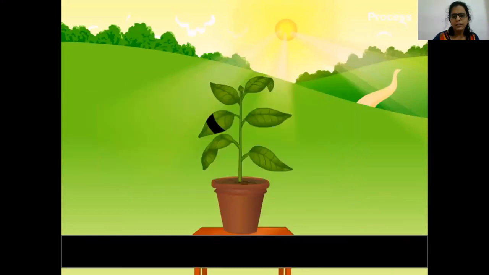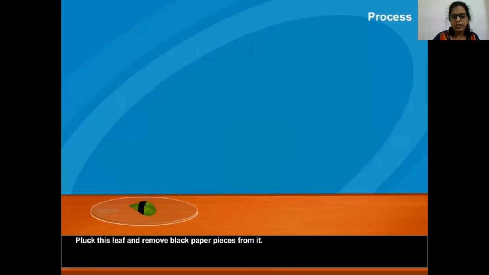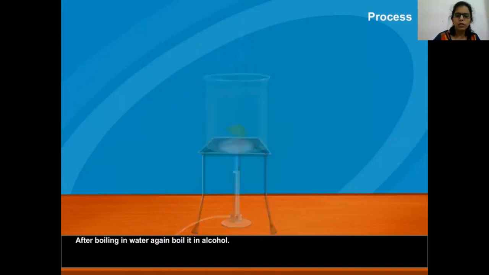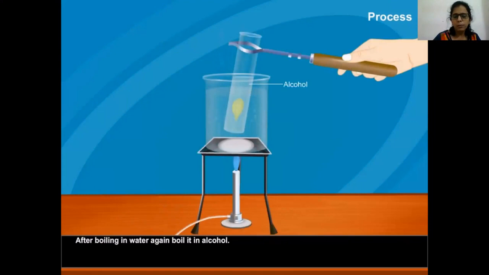Now, after several hours, you can pluck this experimental leaf from the plant and test it for the presence of starch. First, you have to boil the leaf in water. This is the first step to break the cell membrane and stop all the metabolic reactions which are going on in the cell. Now, after boiling the leaf in water, you have to boil the leaf in alcohol by placing the test tube in a hot water bath. We do this to decolorize the leaf, to remove all the chlorophyll from the leaf.